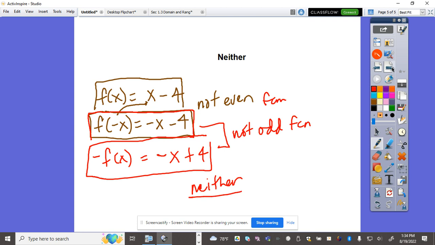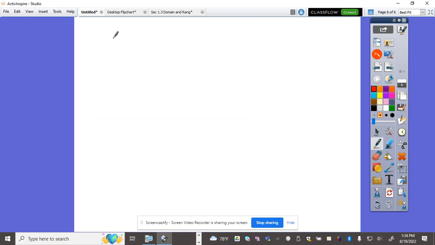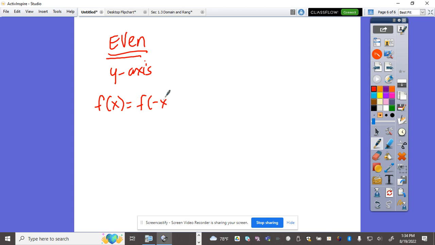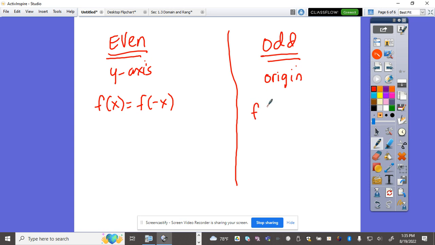All right. So again, one last time for a summary: even functions are graphically symmetrical to the y-axis, and algebraically it has to be f of x equal to f of negative x. While an odd function has to be symmetrical graphically about the origin, and the definition has to be f of negative x is equal to negative f of x.